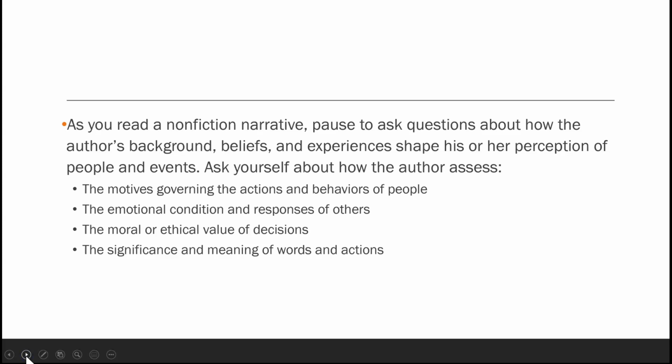As you read a nonfiction narrative, pause to ask questions about how the author's background, beliefs, and experience shape his or her perception of people and events. Ask yourself about how the author assesses the motives governing the actions and behaviors of people, the emotional condition and response of others, the moral or ethical value of decisions, and the significance the meaning of words and actions have.